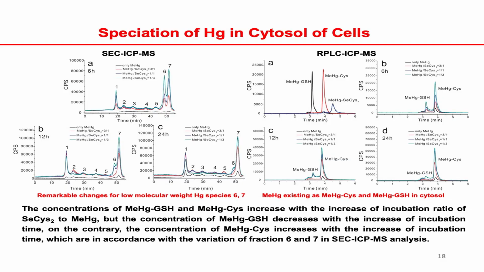And this is typical analytical results for SEC-ICP-MS, and also reversed phase HPLC-ICP-MS for the cell rupture solution. As you can see, peak 6 and peak 7 changed very obviously with the incubation time and also the cysteine system to the methylmercury ratio. Similarly, you can see the peaks of methylmercury and GSH and also methylmercury cysteine changed very obviously with the incubation time and also the ratio of cysteine to the methylmercury.